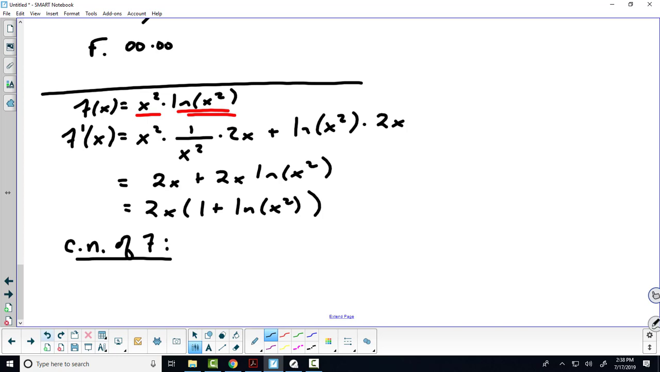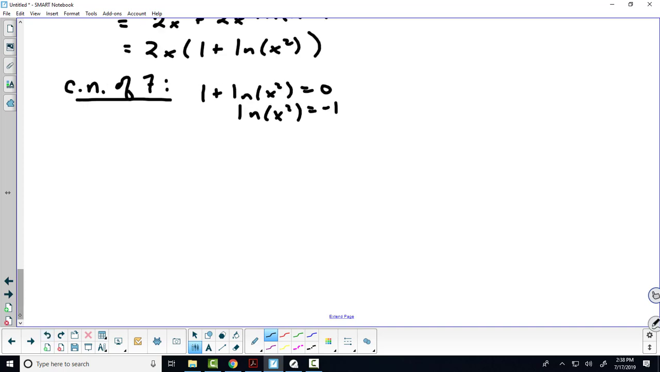But then we could ask the question, when else could this be 0? Well, it would happen if 1 plus the natural log of x squared equals 0. So when does 1 plus the natural log of x squared equal 0? That happens when the natural log of x squared equals -1. Well, when would that happen? Well, let's see. I can't solve that in my head.